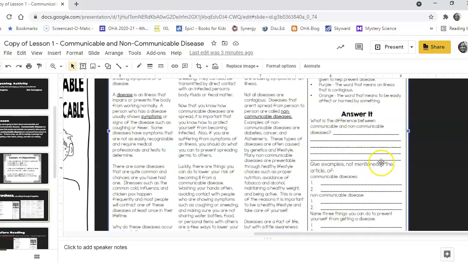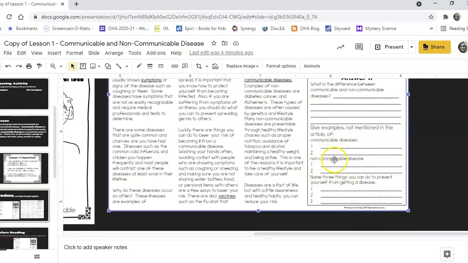Okay, so here are some of the questions here. What is the difference between communicable and non-communicable diseases? Well, hopefully you know by now that communicable ones are ones that you can catch. They're contagious. Non-communicable diseases are ones that are not contagious. Some examples of communicable diseases are the common cold, flu, chickenpox. Examples of non-communicable diseases would be diabetes, cancer.